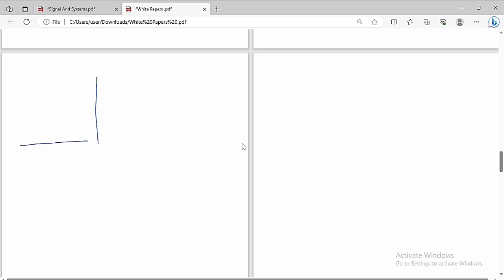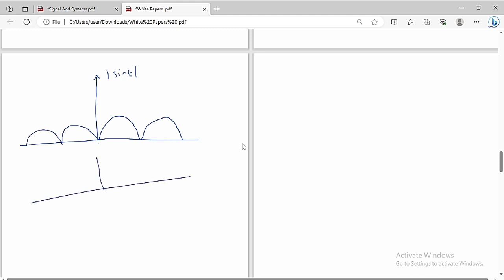Suppose the sin function, mod of sin t, is like this. So this is the mod of sin t. Right? What is the mod of cos t? Mod of cos t is like this one. Listen carefully, let me draw. It is a shifted version, shifted by 90 degrees. So shifted version means you have to draw this one from here.